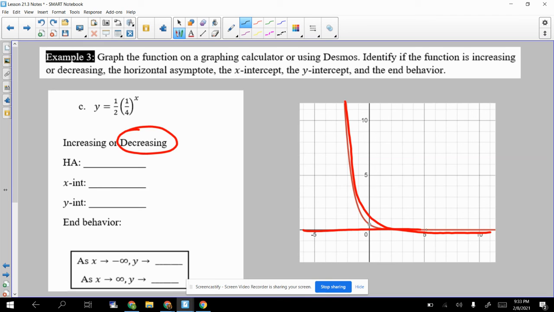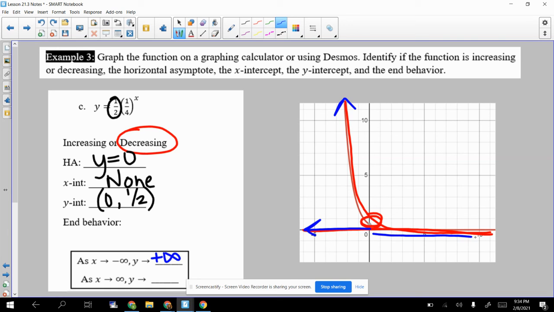Horizontal asymptote is still at y equals 0, which means we still have none for the x-intercept. And your y-intercept is going to be right here at 0, 1/2. And then your end behavior, as we move to the left, what's happening here? Going up towards +infinity. And as we move to the right, approaching our asymptote at 0.